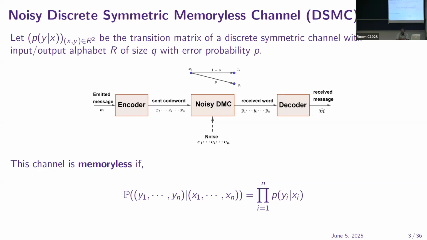The channel is discrete if the alphabet is discrete. In this case, our alphabet is finite. We have this communication system. Your objective is to send a message into a noisy channel.